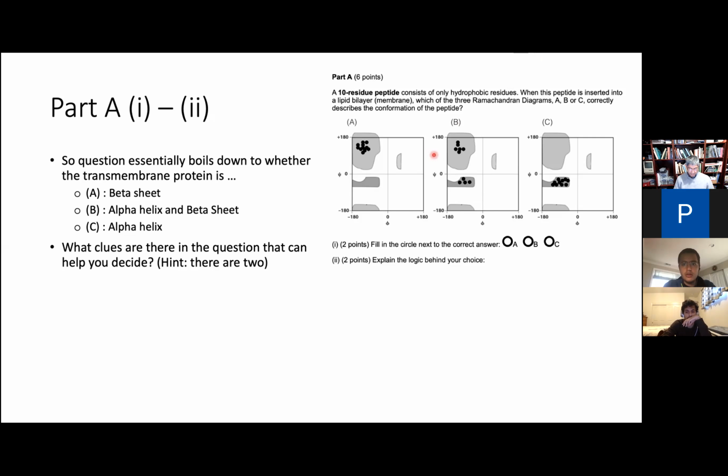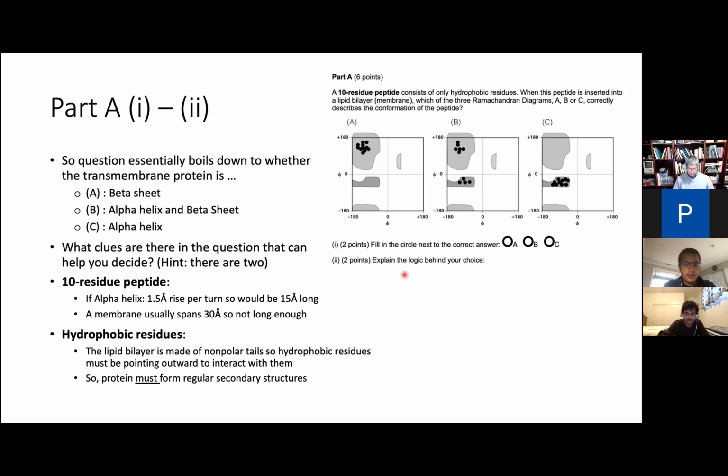So now that we know that it's only 10 residues and it only has hydrophobic residues, we can try out and see which one makes more sense. Let's say if it was an alpha helix, we know that alpha helices have a 1.5 angstrom rise per turn. So in total, if it was an alpha helix only, it would be 15 angstroms long. But we also know that membranes are actually 30 angstroms long. So if it were only an alpha helix, it would not be enough. So we can cross off C as an option, leaving B and A as the 2 other choices we have.